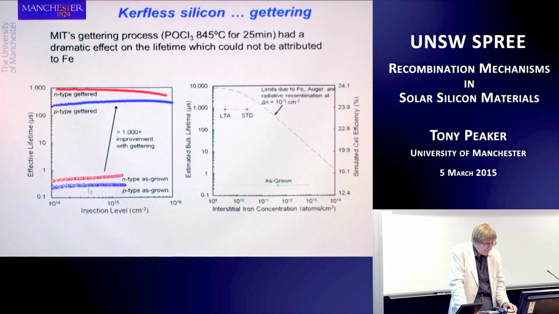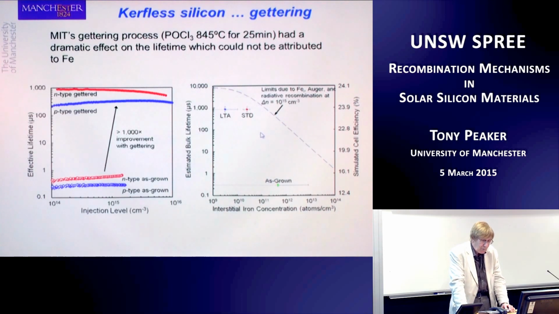And this is the effect, and the material was no good. Tony Buonassi discovered that if you went through a particular anneal cycle, then you got a 1,000 times improvement in lifetime just by gettering. The N-type material, in those early experiments, was about a millisecond. And this is what you'd expect from the iron that we detected in it. And this is where it sits in terms of the lifetime and the iron concentration. So there is iron there, but it's not the thing that's limiting the lifetime.